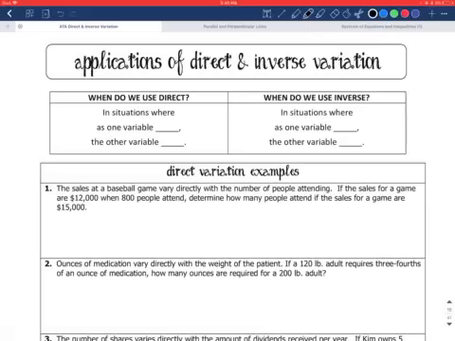All right, this is April 15th and variation word problems. So just like we learned yesterday, we're going to be dealing with only direct and inverse today. And we use direct in situations where as one variable increases, the other variable also increases. So this could be like hours worked and your paycheck.